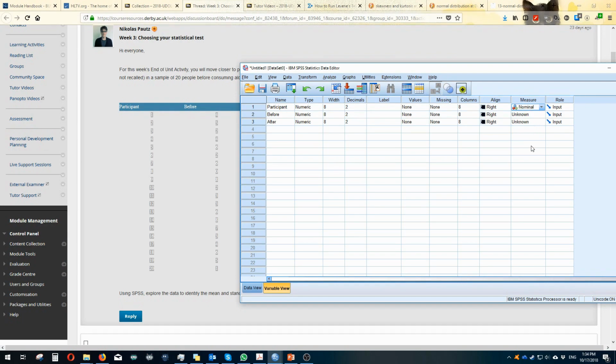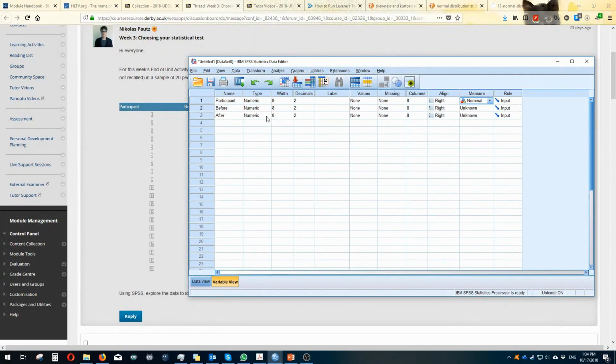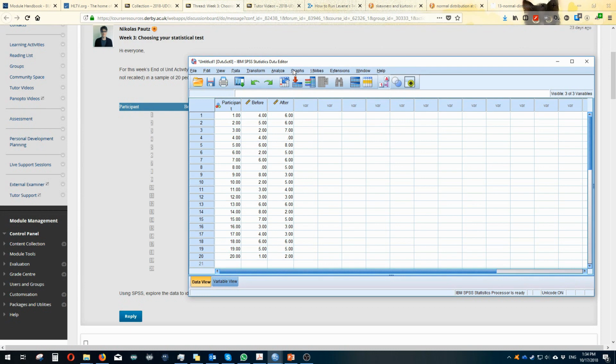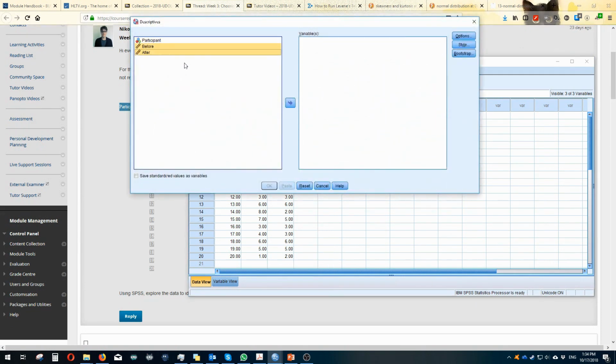it's nominal really. It's not really important. We won't really be using it. It's just an identifier. But before and after are both scales, continuous variables, or variables with continuous data. Alright, so that's set up. And then our first step would be to go to Descriptive Statistics and enter our before and after.